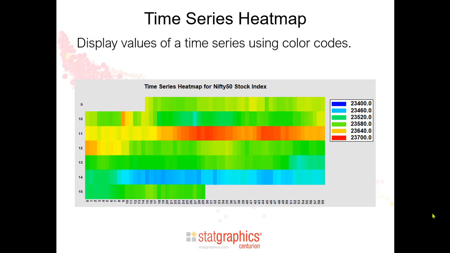Where you see blue, the index fell. Where you see red, the index climbed. If you look at it, you'll see that between about 11:15 and noon, the stock index was quite high. But between about 2 o'clock and 3 o'clock in the afternoon, it had fallen below its opening value. But by the time the market closed, it recovered.